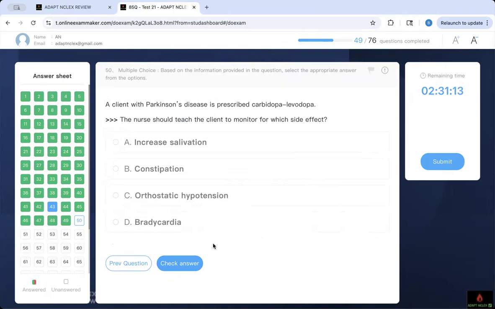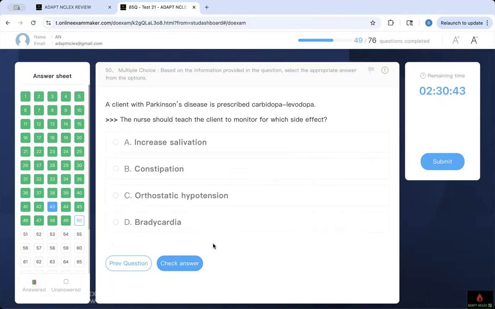Carbidopa, levodopa is prescribed for what? This medication shows up on the NCLEX every time, whether you like it or not. Every time you hear Parkinson's, this should come to your mind: carbidopa, levodopa. You have to know the side effects, things you need to monitor for, complications, overdose. The nurse should teach the client to monitor for which side effect: increased salivation, constipation, orthostatic hypotension, or bradycardia?